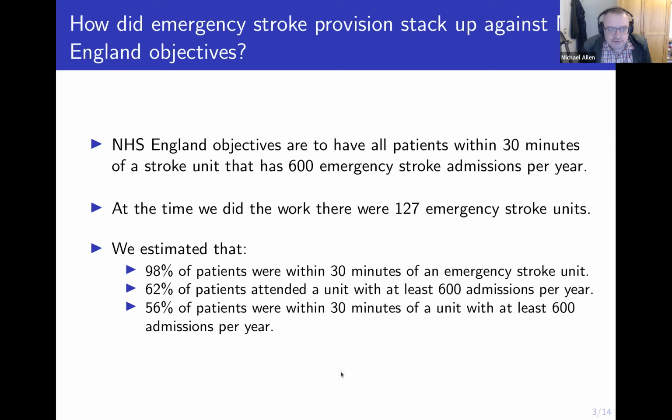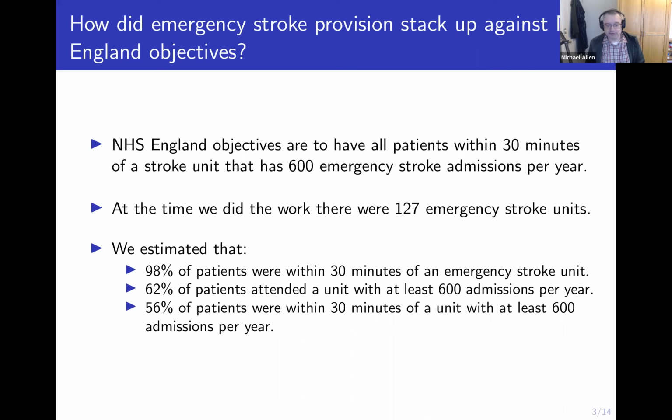So that's just repeating the objective there. The objective is 30 minutes within 30 minutes of a stroke unit with 600 admissions. At the time we did the work, there were 127 stroke units. We estimated that if everybody went to their closest unit, which is what should normally happen, there's good coverage: 98% of patients were within 30 minutes of an emergency stroke unit.